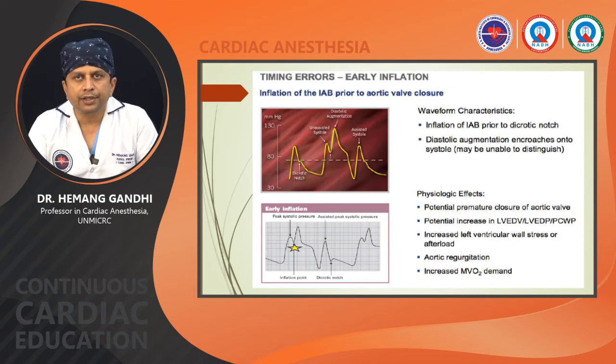So there is a potential increase in left ventricular end diastolic volume, left ventricular end diastolic pressure and pulmonary capillary wedge pressure. It also increases left ventricular wall stress or afterload, causes aortic regurgitation, and ultimately increases the myocardial oxygen demand. So balloon inflation should not occur early.